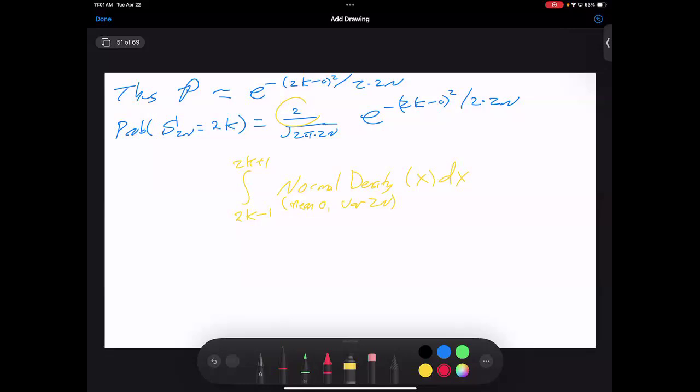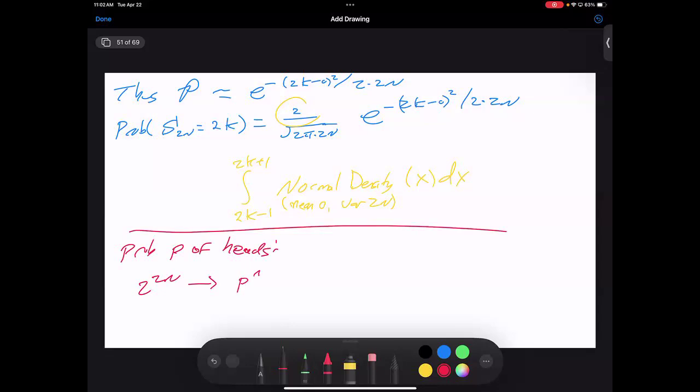So if we try to generalize, now, probability P of heads, the 2 to the 2n is going to become a P to the n plus k, and then a 1 minus P to the n minus k. And I guess this would be a 1 over, it'd be 1 over 2 to the 2n. It would become P to the n plus k. And if P equals 1/2, you can see that they're the same.